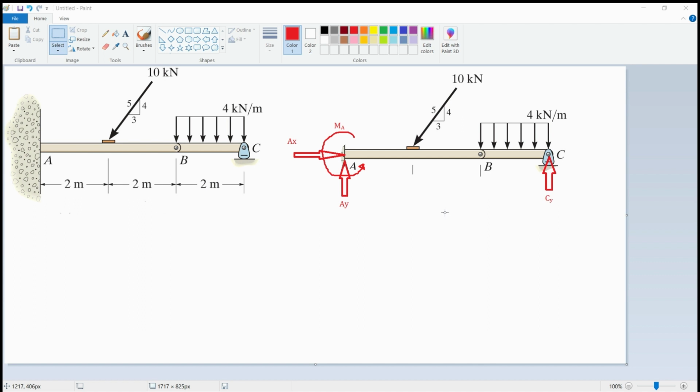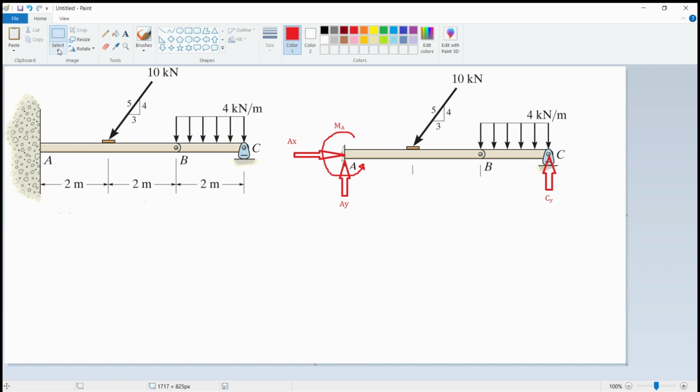Some people might want to start at A because it's on the left and alphabetically it comes first, but C is a better place to start, and starting with member BC because there's only one unknown out here. When we're dealing with the bar AB, if we separate this out, we're going to add 2 more unknowns and we're not going to be able to solve it. So when you have a choice, look for the component which has fewer unknowns.